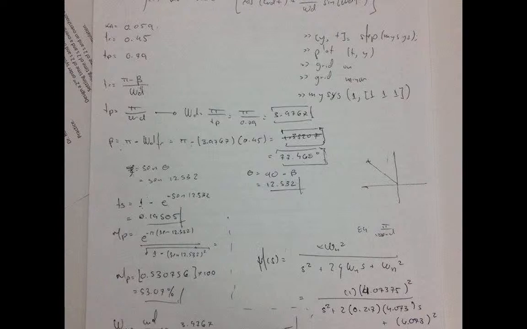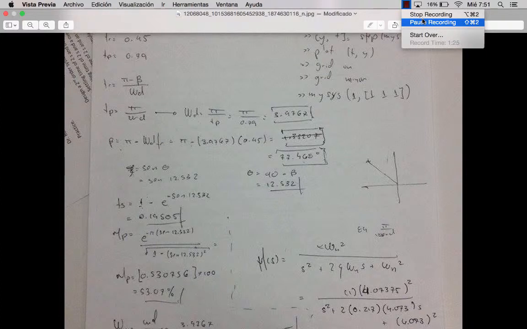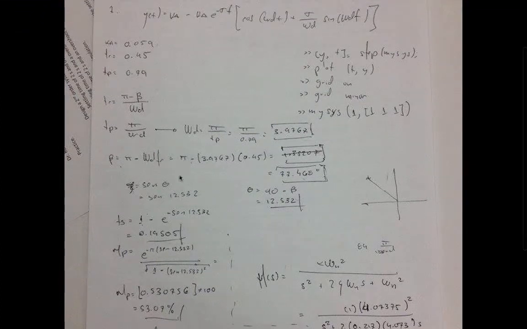So to calculate omega t, we use a formula that we used in the first section, in the first order system. So we have this formula to calculate omega t. Well, we clear the formula, and for omega t, it is pi over the peak time. It is pi over 0.79, and we got this value.